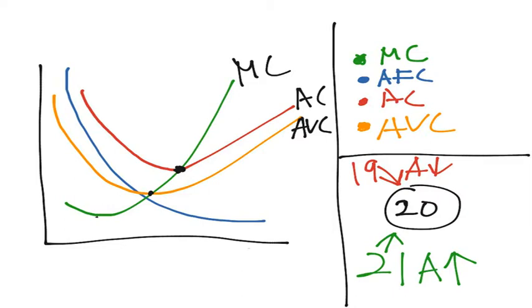Meaning, for example, if at this point the average cost is, let's say, 20. Now, if the marginal cost, meaning the new person going in, is more than 20, then it will rise. But if it's less than 20, then it will decrease. Okay? Same goes for the average variable cost curve.